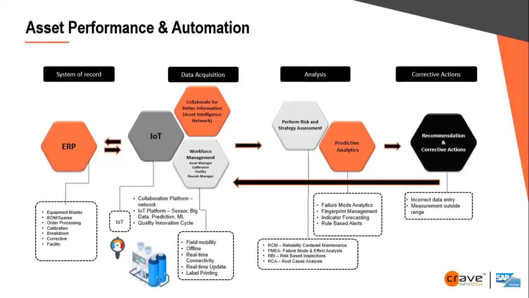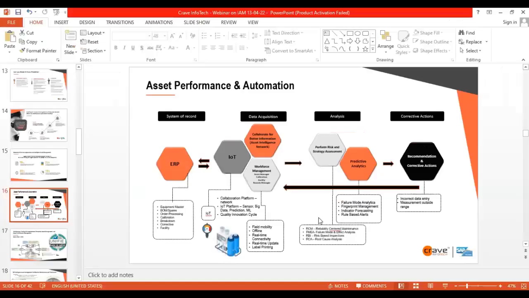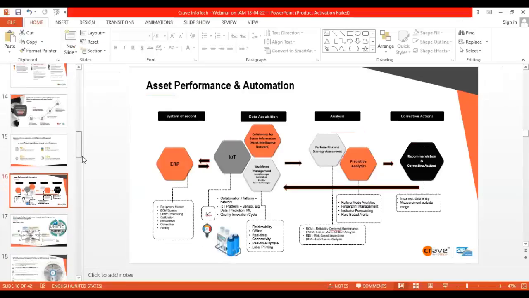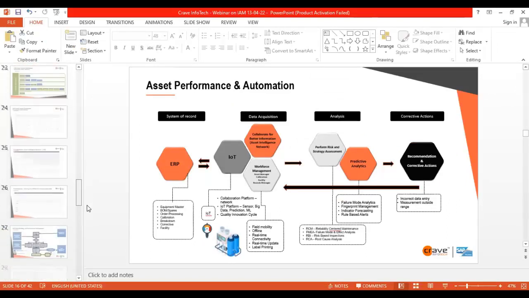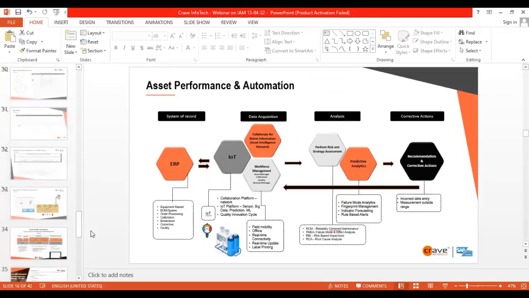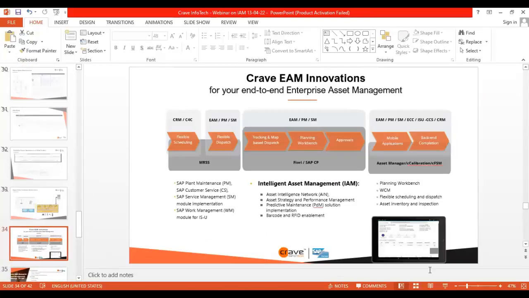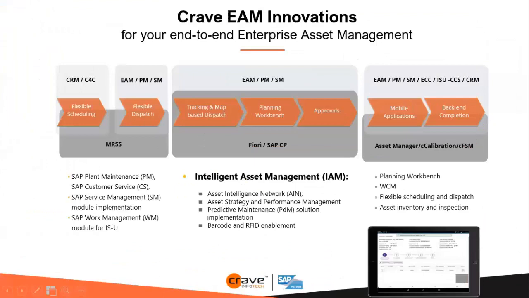So this is the asset performance and automation model. Now when we talk about the Crave Infotech solution, I hope my screen is visible to all, Sunny, right? With Crave, we have done certain innovations in this end-to-end enterprise asset management or intelligent asset management. These are the stages: flexible scheduling, flexible dispatch, tracking and map-based dispatch, planning workbench, approvals, mobile application, and backend completion.